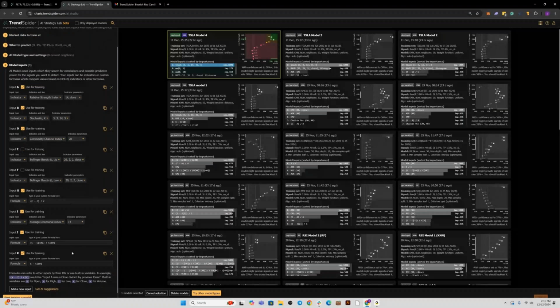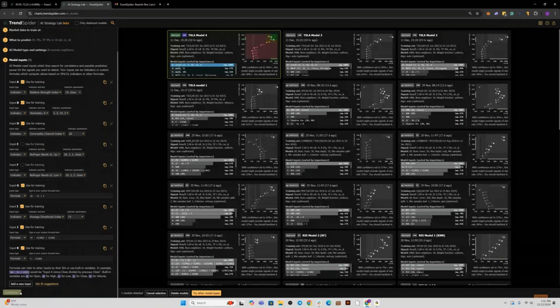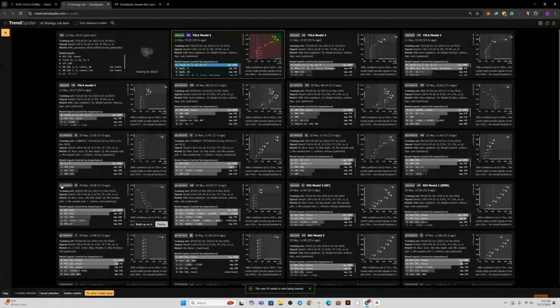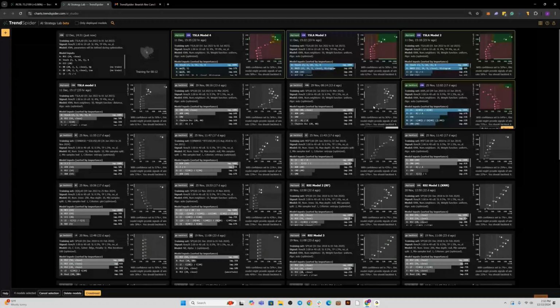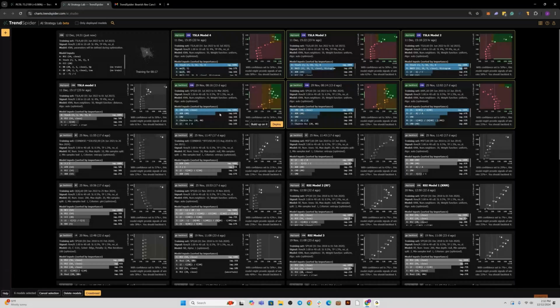And so just like that, I say start training the model. It starts training the model. And within maybe 20 seconds or so, I'm going to get a model back. And a model, again, looks like this. These are all different models. If you look at the model inputs here, the shaded blue lines, these are all different models that utilize different inputs. And they all have different charts here.